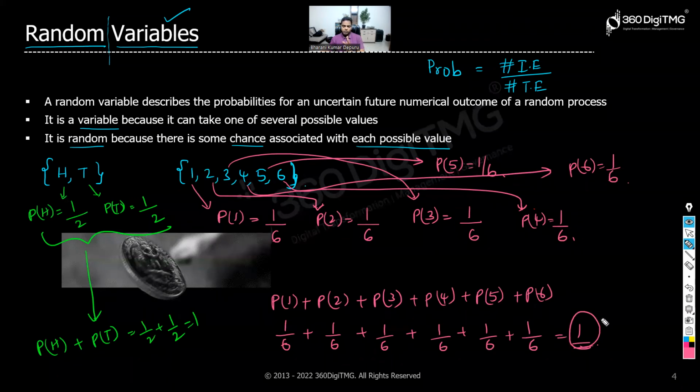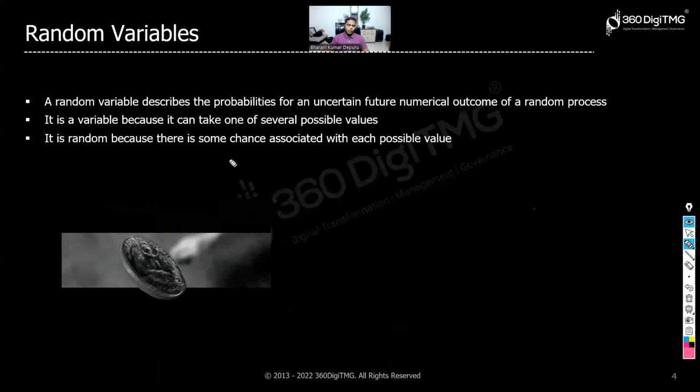Probability of 1, 2, 3, 4. You're distributing 1 across all these events or all these possible values. And when you distribute a probability across all these values, it is called a probability distribution, because you're distributing this probability to all the possible values. So that's random. Random means every possible value will have a probability. Variable means the output varies. If you have both these properties, it is called a random variable.